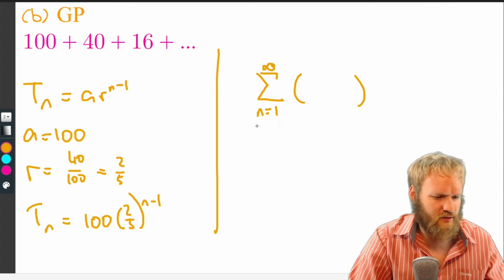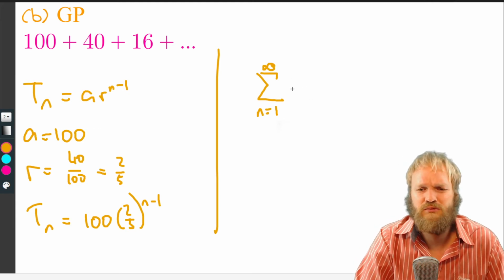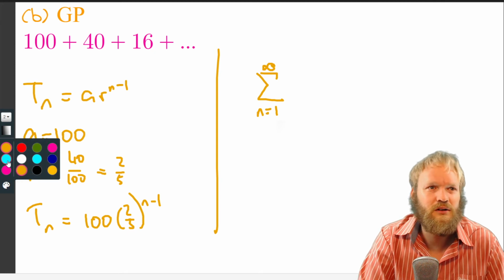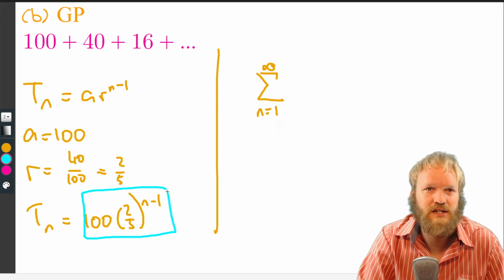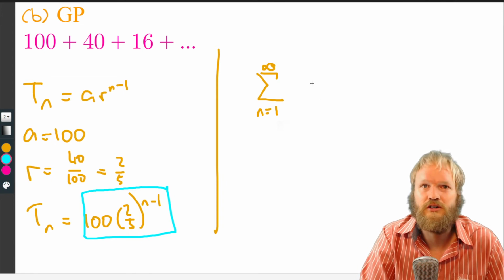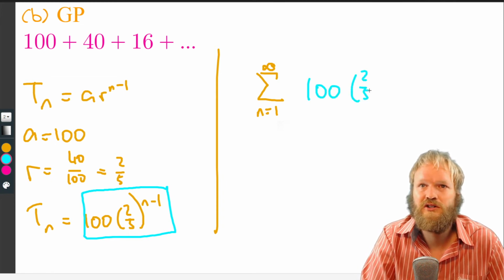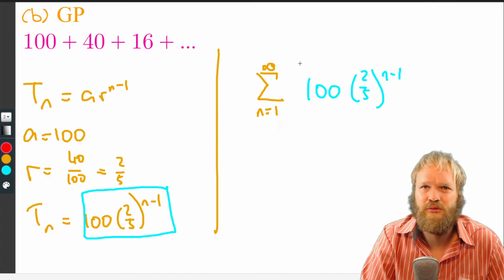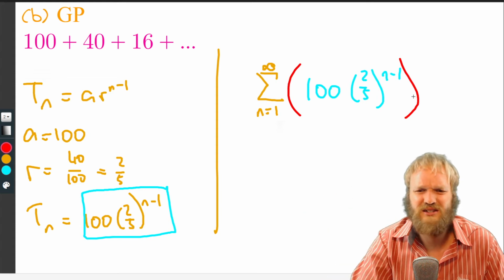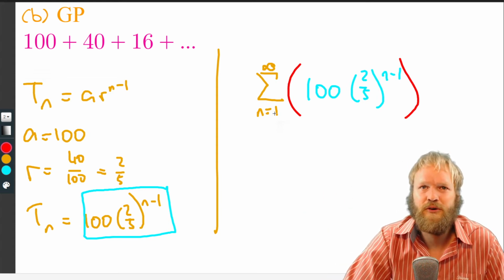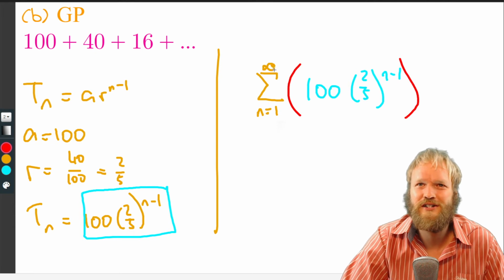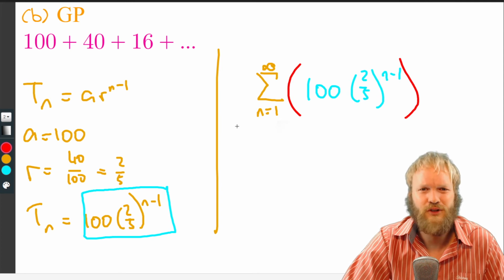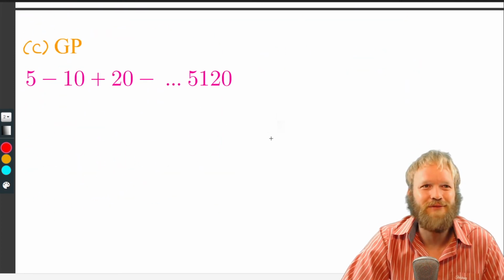What are we going to... In fact, I don't know if we need brackets there. What are we going to put in this part over here? Well, we're just going to put our Tn formula. So we've got 100 times 2/5 to the n minus 1. Can be nice to put that whole thing in brackets, but it's not a biggie. So we've got the sum from n equals 1 up to infinity of this, matching that. Cool. Not too bad.